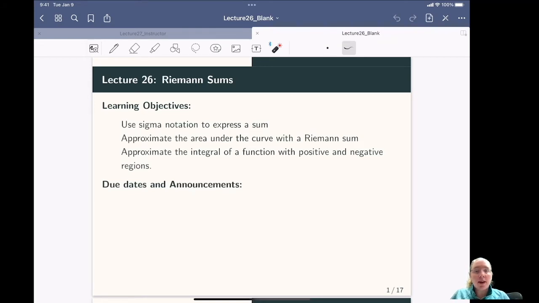Hello and welcome to MiniLecture 26 on Riemann sums. So this is the first of our last set of lectures in this class on integrals. And a Riemann sum is going to be a way of approximating an integral, and where we can take the limit of a Riemann sum and get an integral.